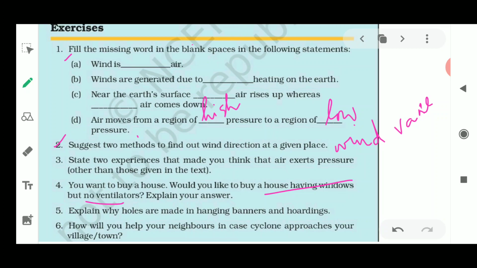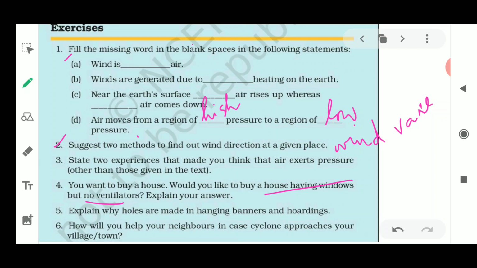Because air is exerting pressure, and if these holes are present, the air would easily pass through these holes. And if the holes are not made, then what happens, it is going to tear the banners into two pieces, or it is not going to give the information for which it was being placed there on the streets. Okay, so the answer would be like this.